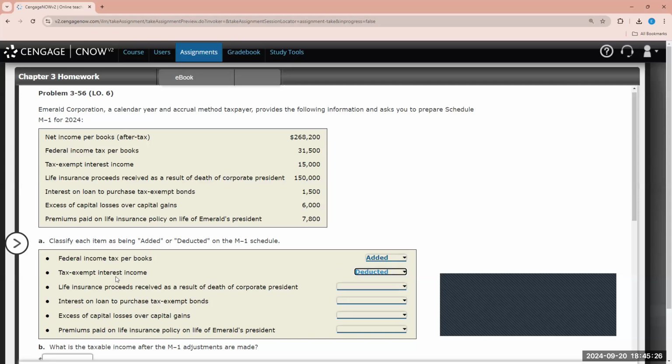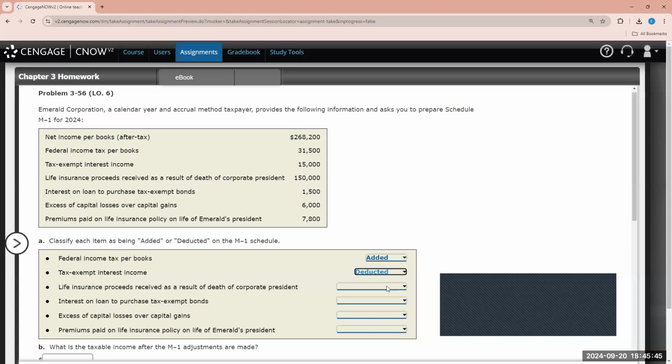Next, we have life insurance proceeds that are received as a result of death of a corporate president. So even though the life insurance proceeds are reported as income on the financial statements, life insurance proceeds, much like for individuals, are not taxable to a corporation.